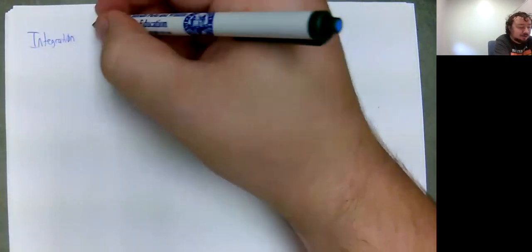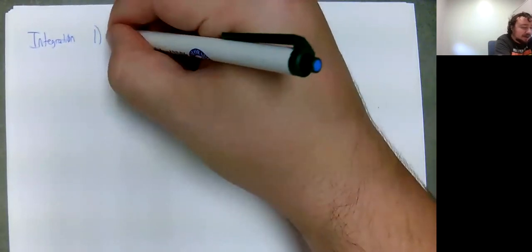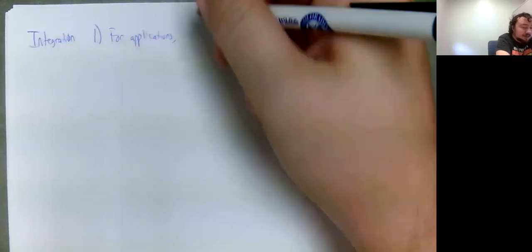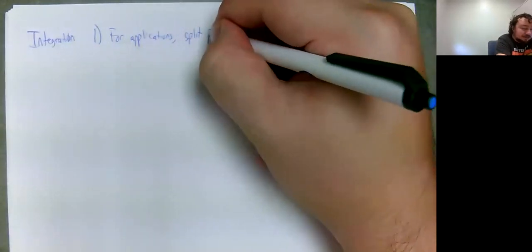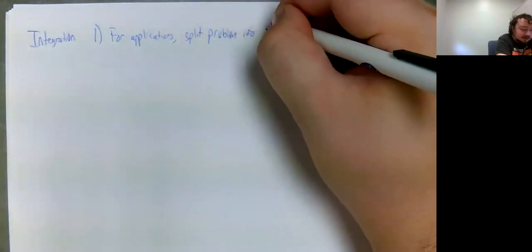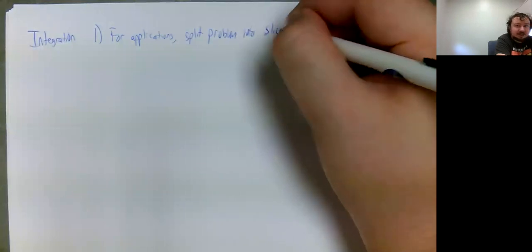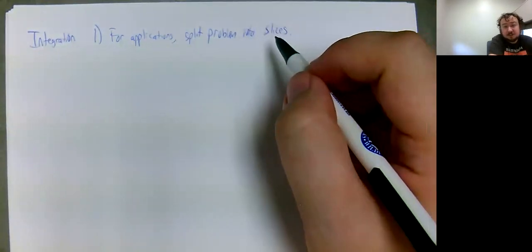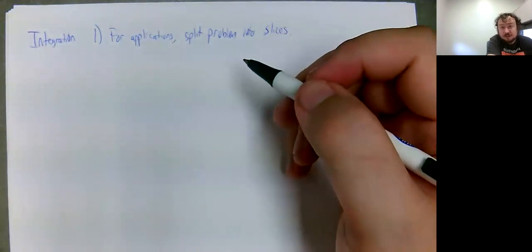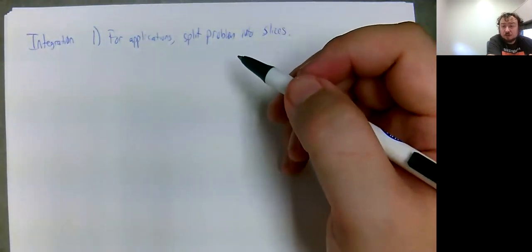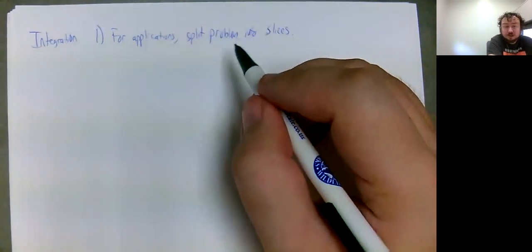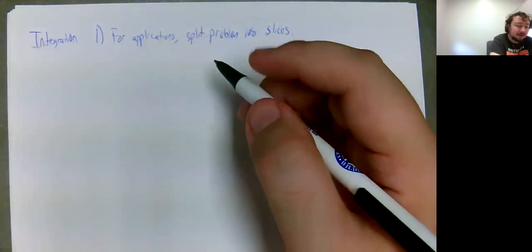Okay. So the first takeaway is that for applications, we split the problem into slices. I call this a bunch of different things: slices, chunks, cross sections. But essentially, you just break your problem up into little pieces. And then when you add them all together, that forms an integral. So this is typically how integrals are used in applications, or it's a good way to think about them.